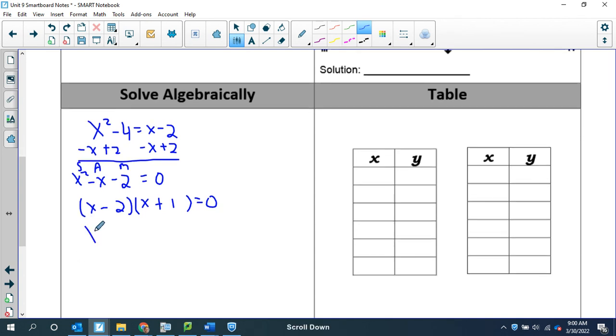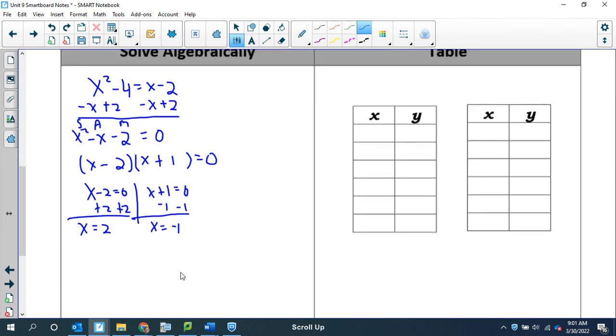Again, we're going to set each of those factors equal to 0 then. And we get adding 2, I get x equals 2 as one answer. And then subtracting 1, I would get x equals -1 as my other.